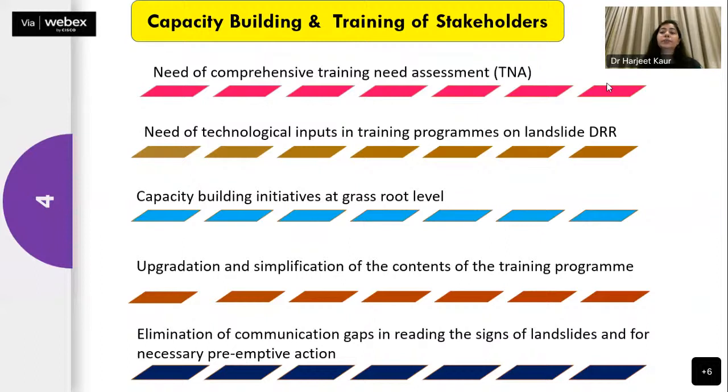The main objective is, landslide के बारे में हम डिस्कस कर रहे हैं, रिस्क मैनेजमेंट की. तो पहला जब हम ट्रेनिंग के लिए जाएंगे, तो हमें तो पहले TNA करना है, the Training Needs Assessment. समझिए पहले कि हमारा पार्टिसिपेंट प्रोफाइल क्या है.